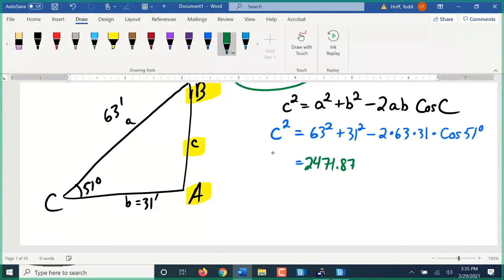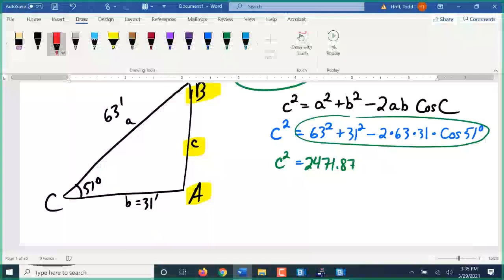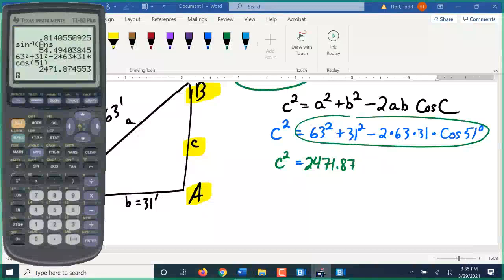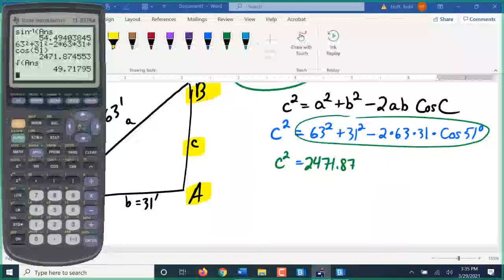Now I stress, do not hit equals. Type that whole thing in at once. A lot of people want to hit equals before they do the cosine. That will totally screw up your calculation. Just type in that whole line into your calculator all at once. It's the easiest way to do it, best way to avoid a mistake. Now we do have to do the square root of that. 49.72.